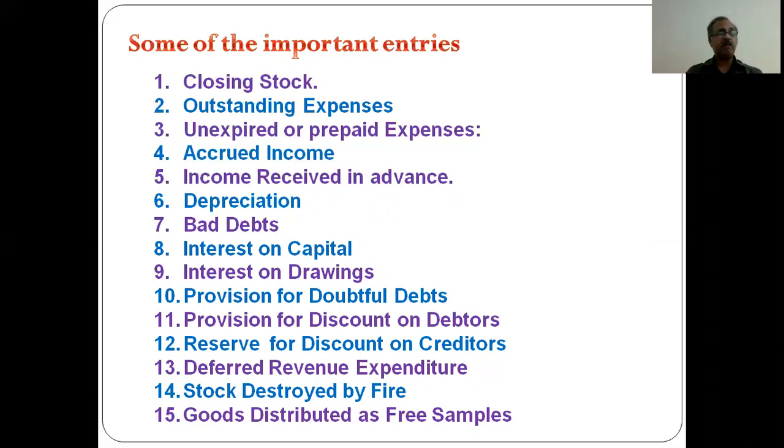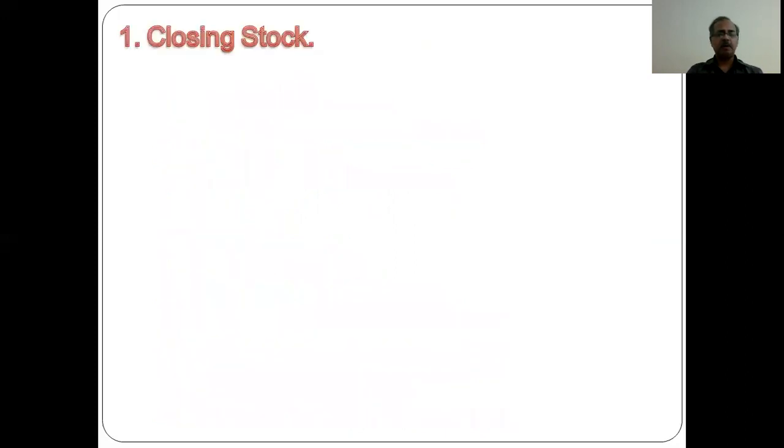So the list of adjustment items consists of closing stock, outstanding expenses, unexpired or prepaid expenses, accrued income, income received in advance, depreciation, bad debts, interest on capital, interest on drawings, provision for doubtful debts, provision for discount on debtors, reserve for discount on creditors, deferred revenue expenditure, stock destroyed by fire, and goods distributed as free samples. So let us examine how to pass adjustment entries and how to treat these adjustments while preparing the final accounts. We will discuss one by one.